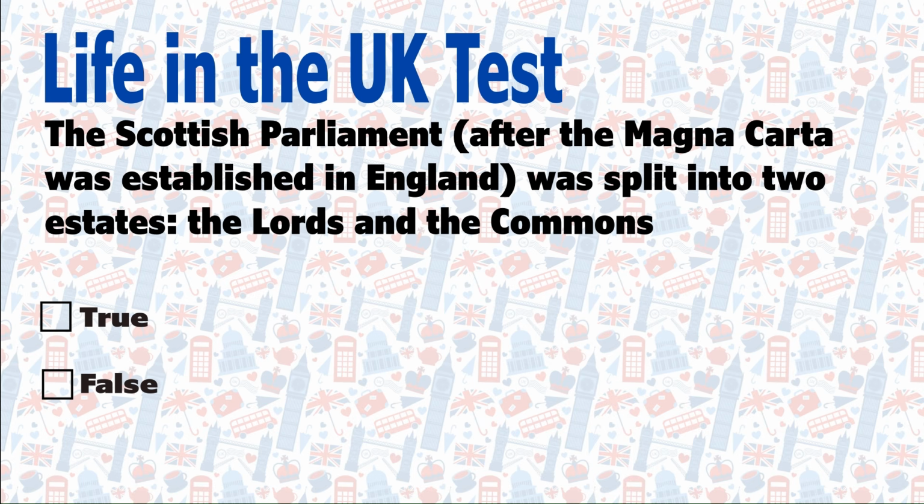The Scottish Parliament, after the Magna Carta was established in England, was split into two estates, the Lords and the Commons. True or false? False. In England, the nobility, great landowners and bishops sat in the House of Lords. Knights, who were usually smaller landowners, and wealthy people from towns and cities were elected to sit in the House of Commons. Only a small part of the population was able to join in electing the members of the Commons. In Scotland, the Parliament had three houses, called estates: the Lords, the Commons and the clergy.